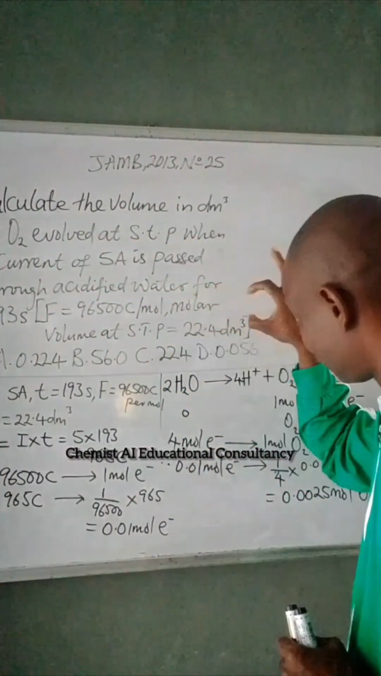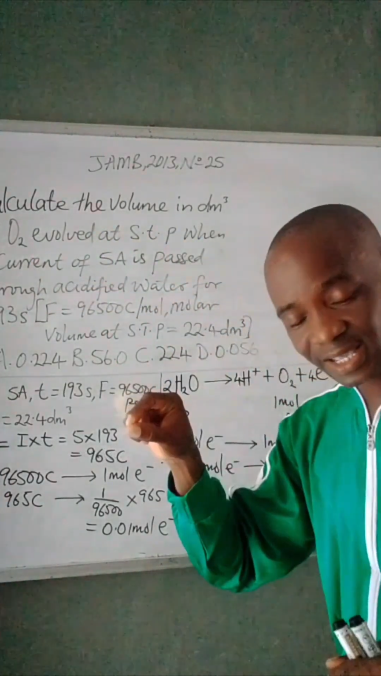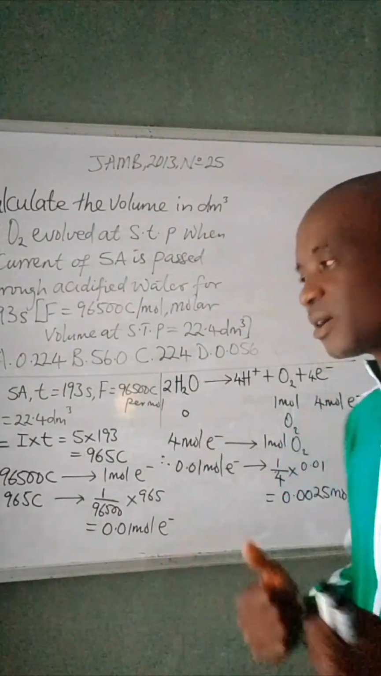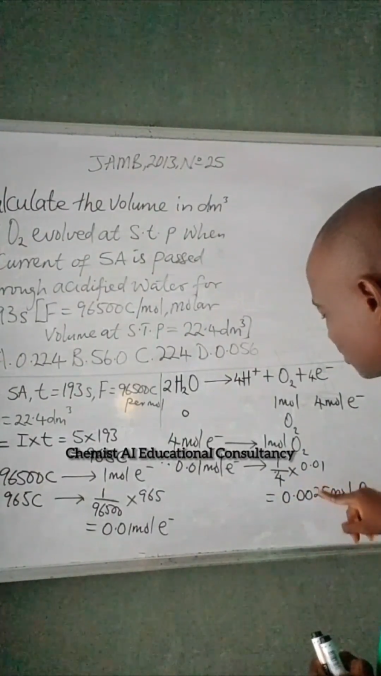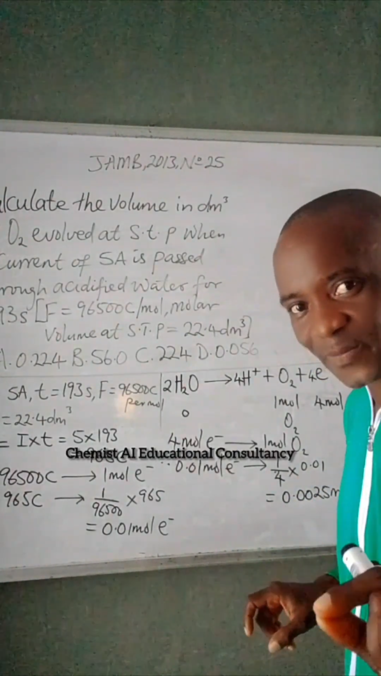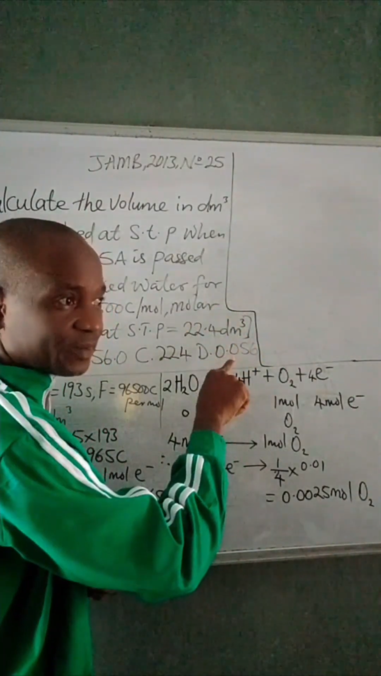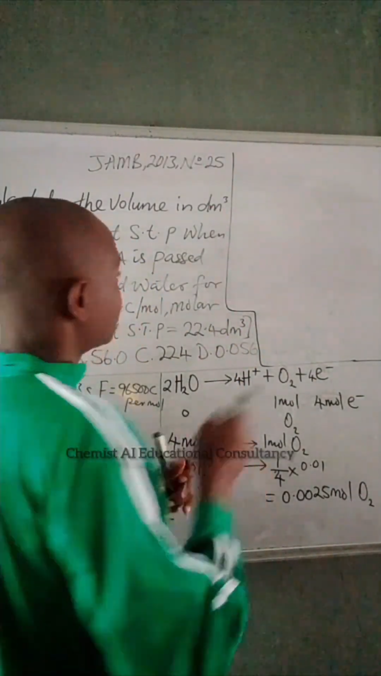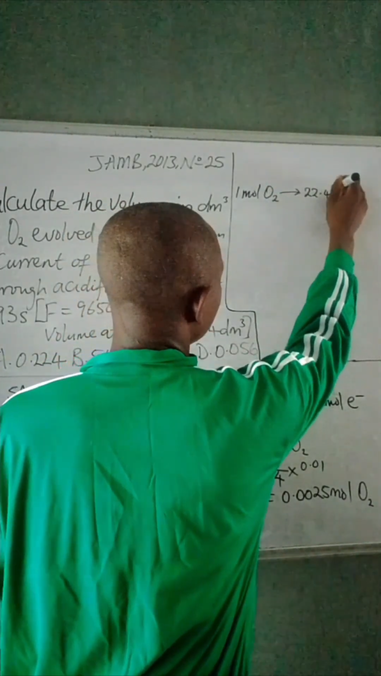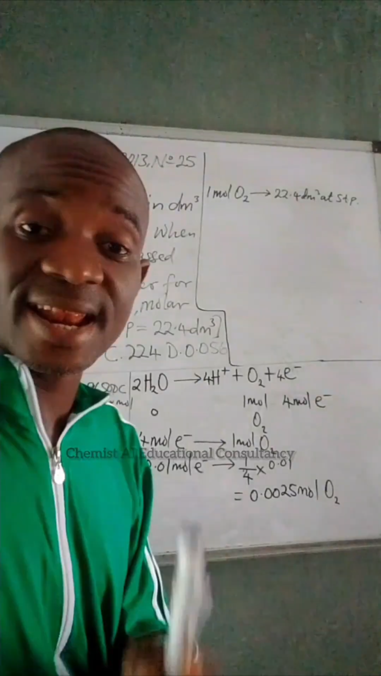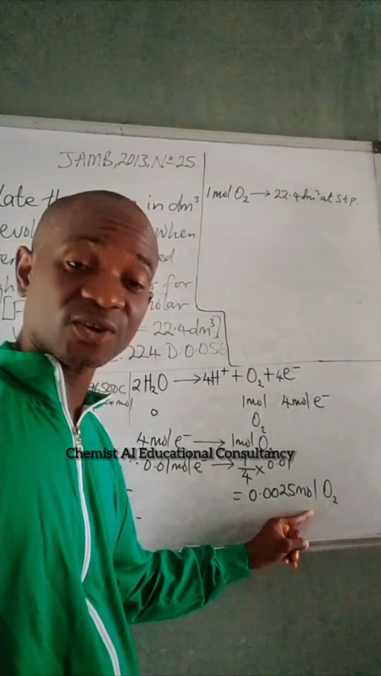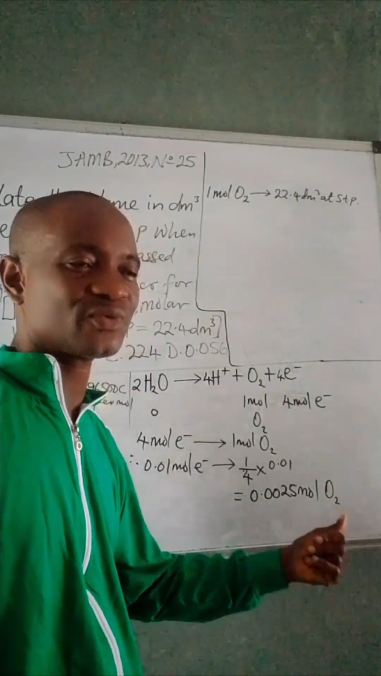And you know that this volume is the volume that is liberated by 1 mole of any substance at all, not only oxygen. This time around, we are talking about 0.0025 mole of oxygen. So there is another comparison to make, the final comparison. This is giving us the information of 1 mole of oxygen, right? So 1 mole of oxygen occupies 22.4 dm³ at STP. Now, at the same STP, how many dm³ of oxygen is being occupied by 0.0025 mole?